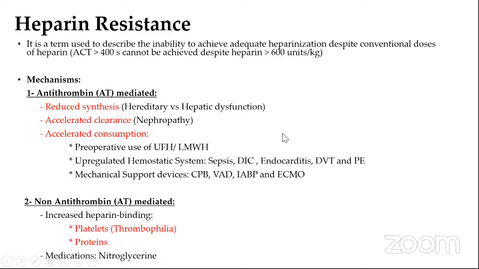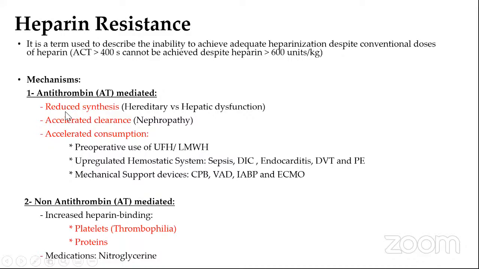The other reason for accelerated consumption is if you have a hemostatic system disease, like DIC, endocarditis or DVT, pulmonary embolism or sepsis. This also consumes your antithrombin 3. The third thing, if your patient is on a mechanical support device like CPB or ventricular assist device, intra-aortic balloon pump, or ECMO. So all these reasons cause accelerated consumption of antithrombin 3.